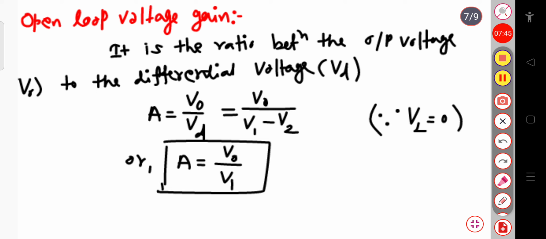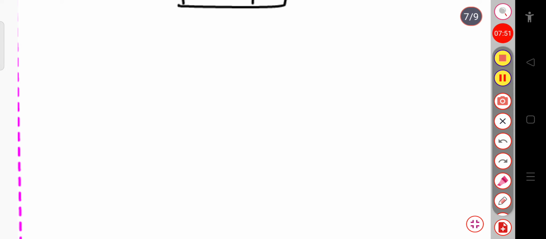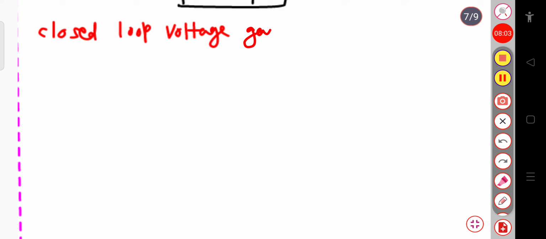Now we will calculate the closed loop voltage gain. Here we will denote it as A prime. So what is this closed loop voltage gain? It is specially the ratio between the output voltage to the input signal.